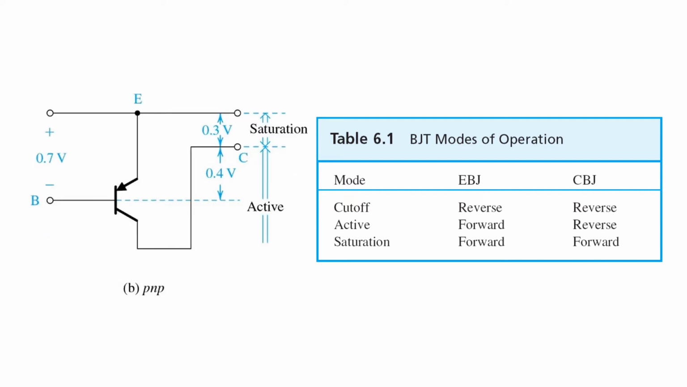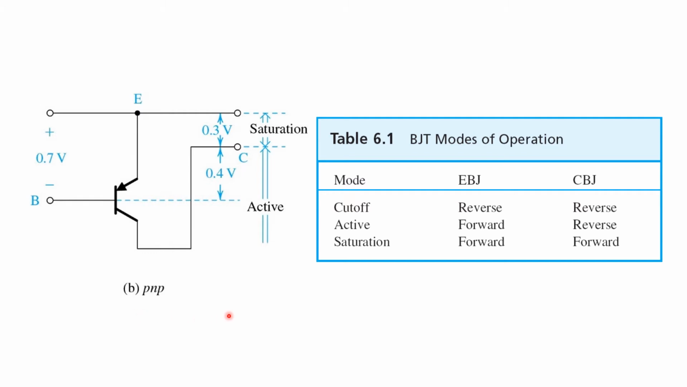Here we have a similar picture for the PNP type BJT. Again, in order to ensure that the transistor is not in cutoff, we apply a forward bias across the emitter base junction. But in the case of the PNP transistor, that means the base has to be around 0.7 volts below the emitter. With that forward bias applied for active mode operation, the collector base junction should also be reverse biased, which implies the collector would be at an even lower voltage.